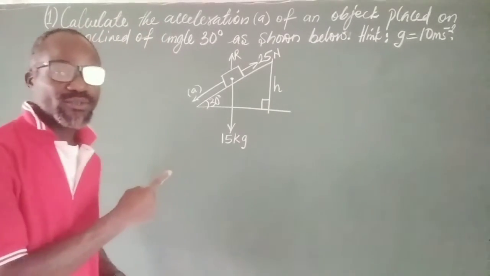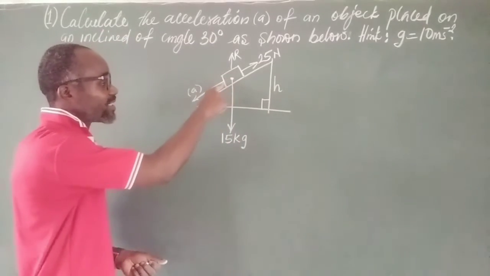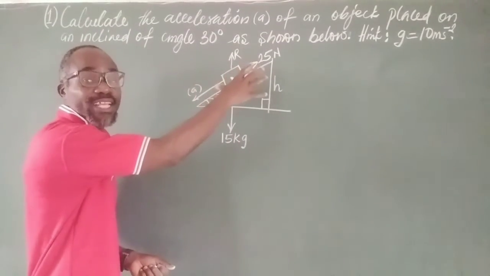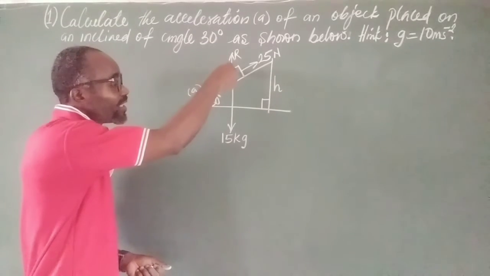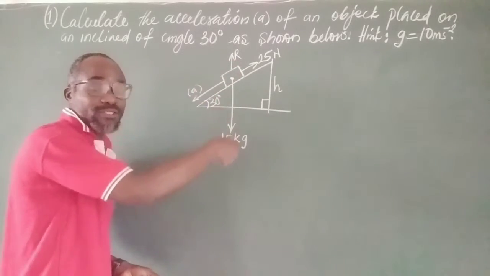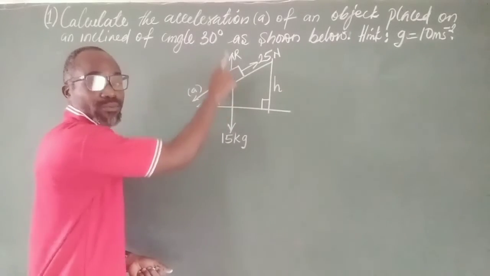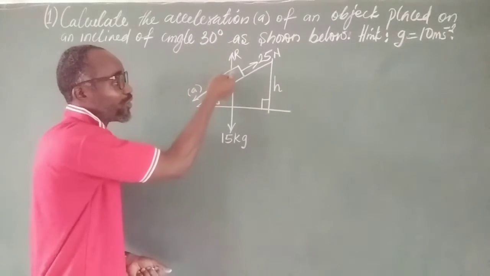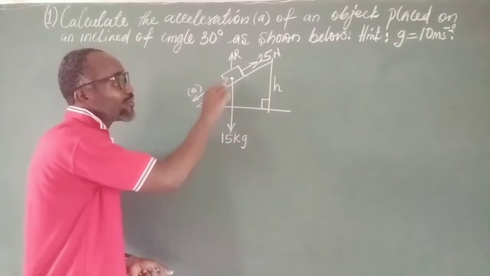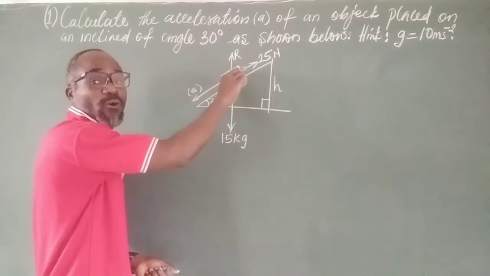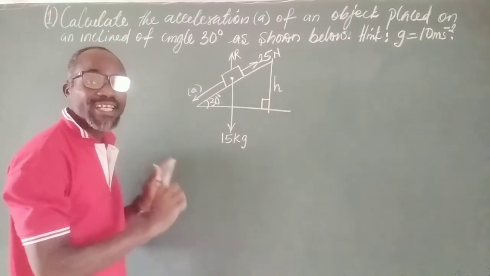In this question, we are expected to find the acceleration of the objects placed on an inclined plane of angle 30 degrees. The weight of the object acts downward, 15 kg, but there is a normal reaction acting upward because of the reaction of the object at the surface of the inclined plane. Also, there is an opposite force pulling it this way while it slides downward. We are going to take note of that.